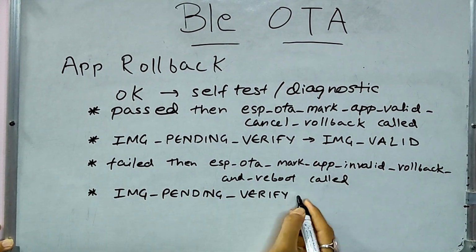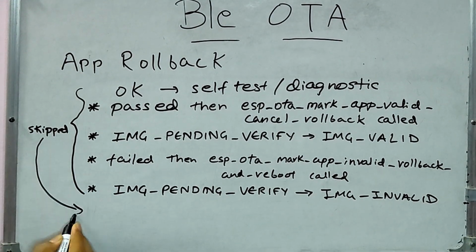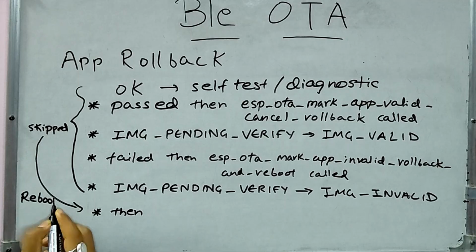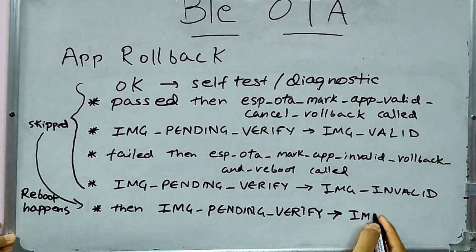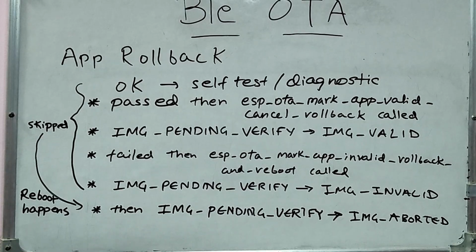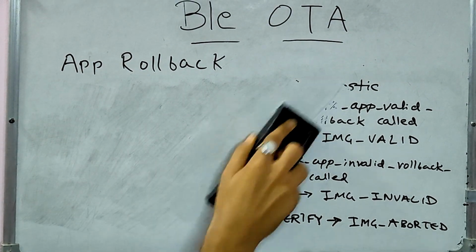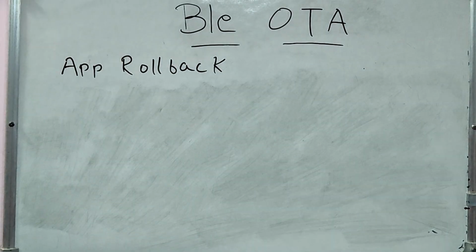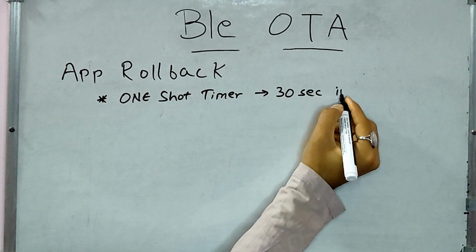And here's something critical. If the device reboots before we explicitly mark the app as valid or invalid, the state is marked aborted and that too triggers a rollback. So that's the flow. It's pretty robust as long as we implement the checks properly. Now, how do we implement this?